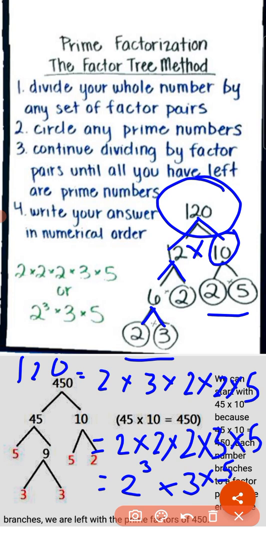So children, divide the number by any set of factor pairs. Any number you can use, children, any factors. Then circle out the prime numbers among the factors. Continue dividing by factor pairs until all you have left are prime numbers. Continue this step, children, until you get all factors as prime numbers.